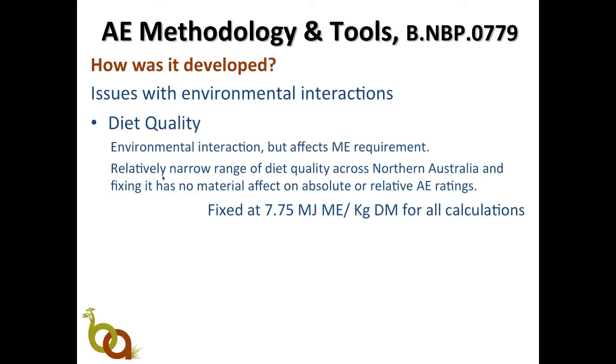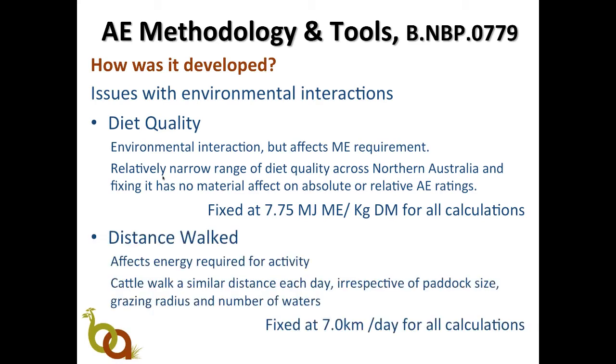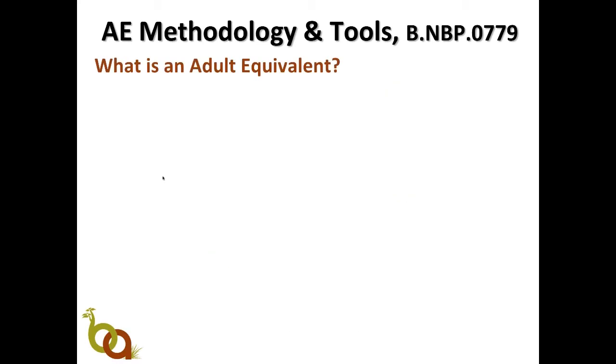So how was it developed? Just covering on from that, we fixed the diet quality at 7.75 megajoules, and we fixed the distance walked at 7 kilometres each day.